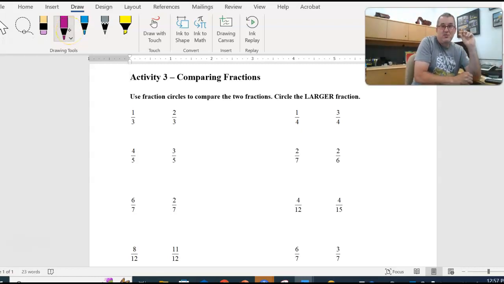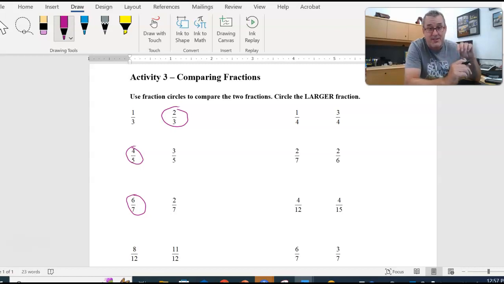1/3 is one copy of 1/3. Take a whole, cut it up into 3 equal parts. Imagine one of those parts. 2/3 is 2 of those 1/3. And so clearly 2 of the 1/3 is bigger than 1 of the 1/3. Or 4 of the 1/5 is bigger than 3 of the 1/5. 6 of the 1/7 is more than 2 of the 1/7.